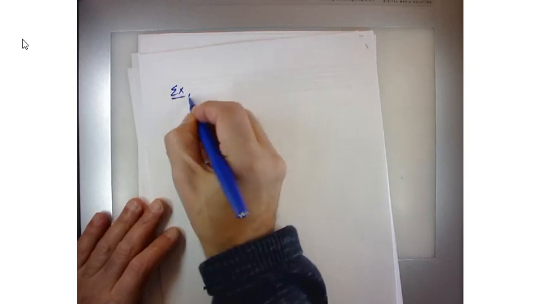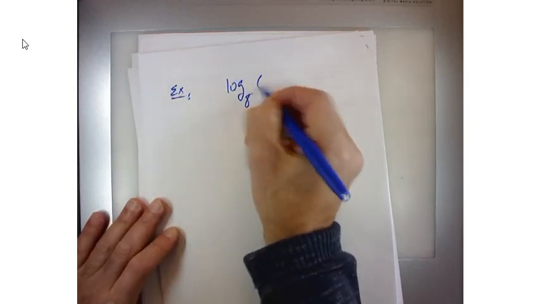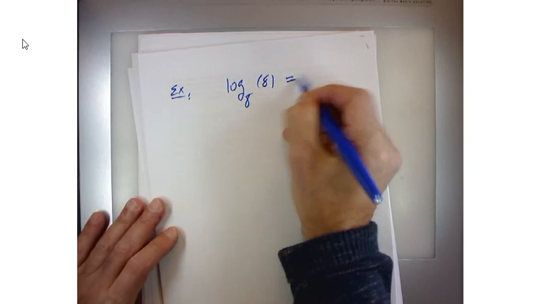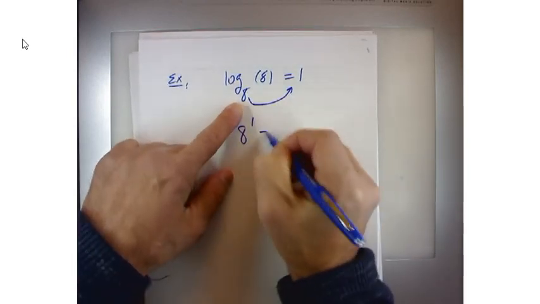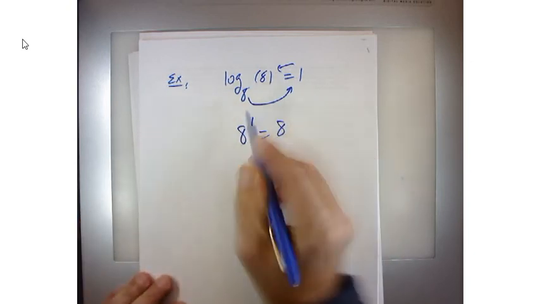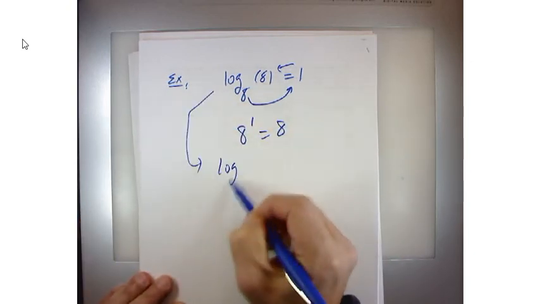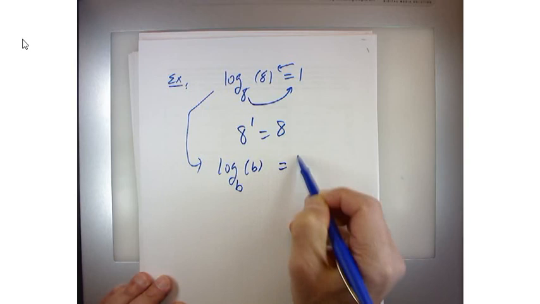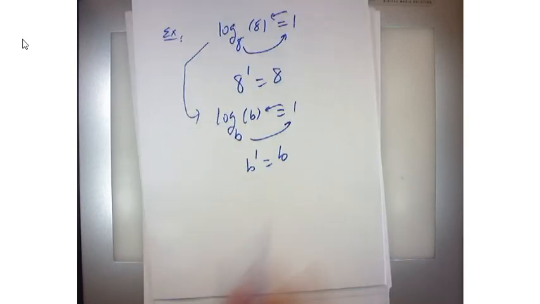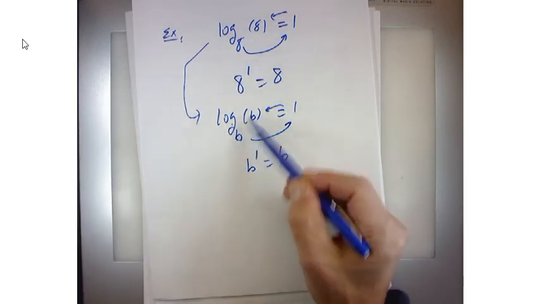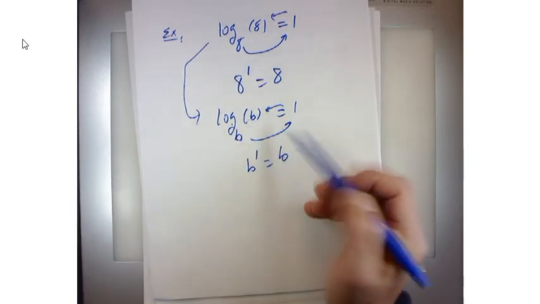How do you write log base 8 of 8 equals 1 in exponential mode? You just start at 8. 8 to the first equals 8. And we know from this that log base b of b is 1 because b to the 1 equals b. So we have a first rule of log: if the base and the input are the same, the answer is 1.